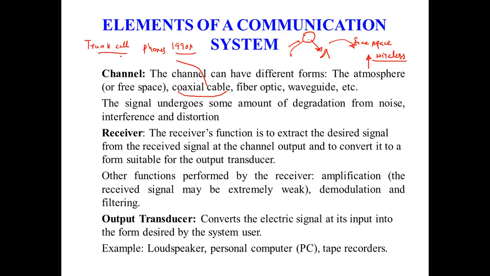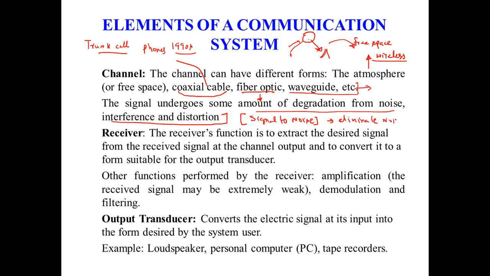Okay, we have to place a trunk call and wait for the person. Now there is the invention of fiber optics, and still more progression in the form of the waveguide. When we are sending a signal, it will definitely go through some degradation, interference and other issues. This will lead to a poor signal to noise ratio, so we need to eliminate this noise.